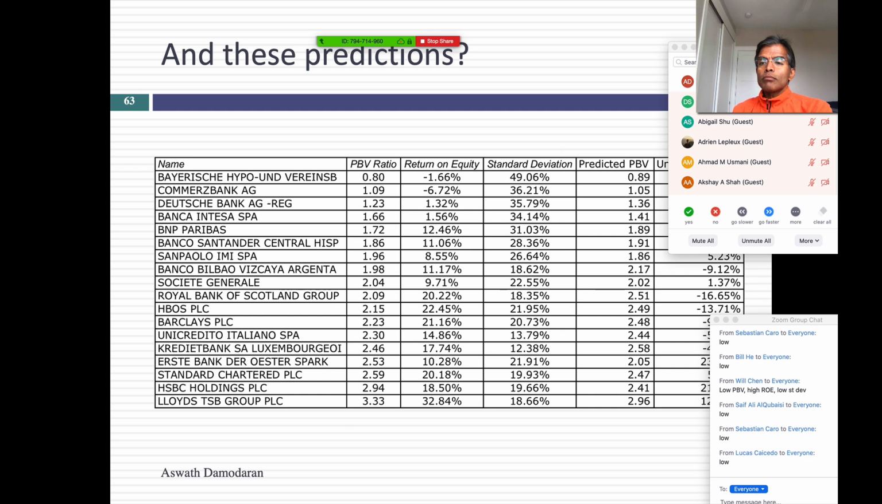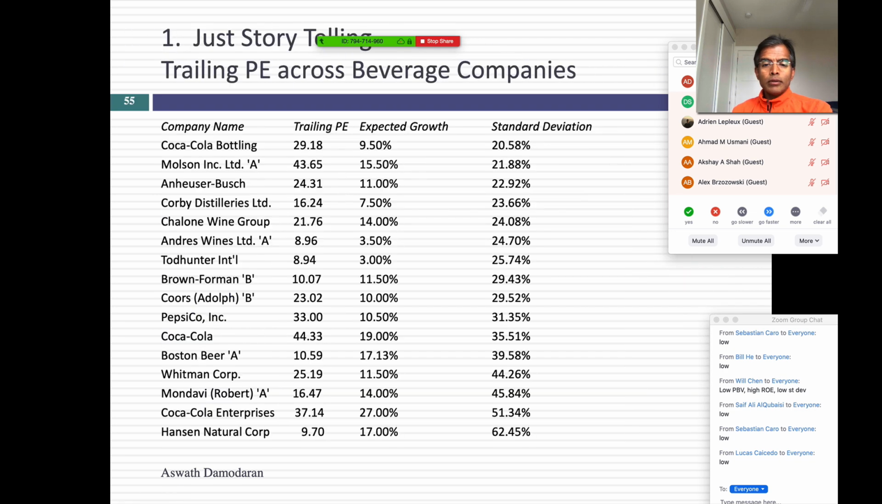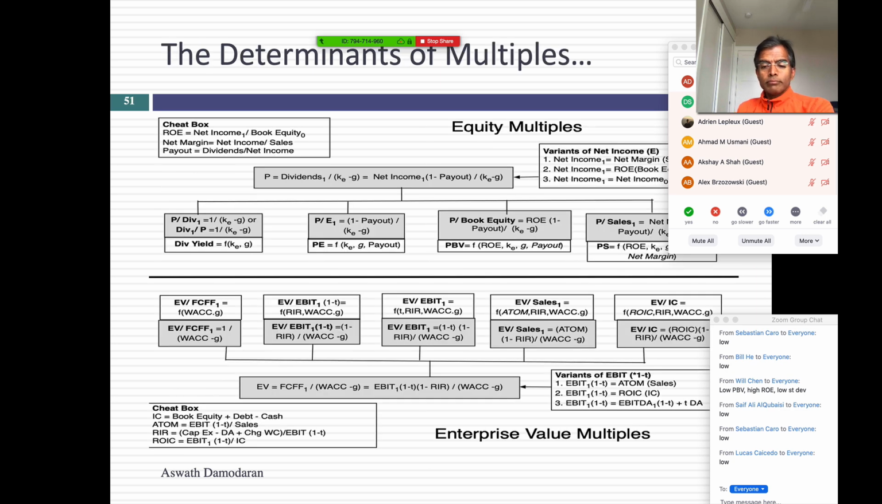Actually, I had a quick question about the determinants of multiple slide. Yeah. Let me go back to that page. You're talking about this one? Yeah. So for all of them, you're assuming they're constant perpetual.